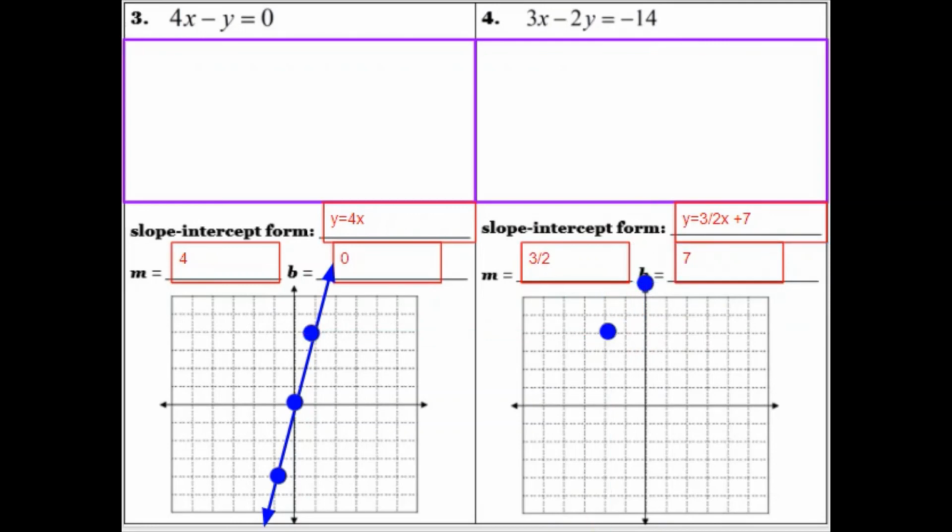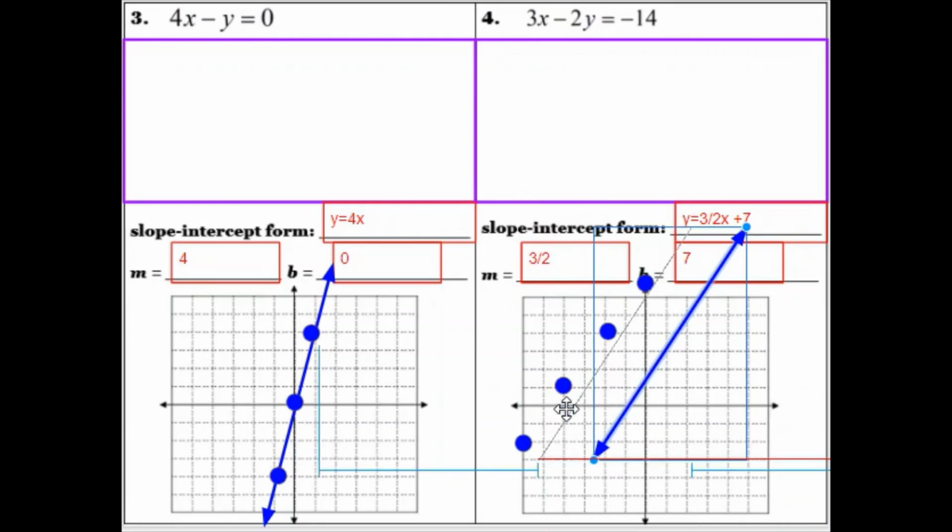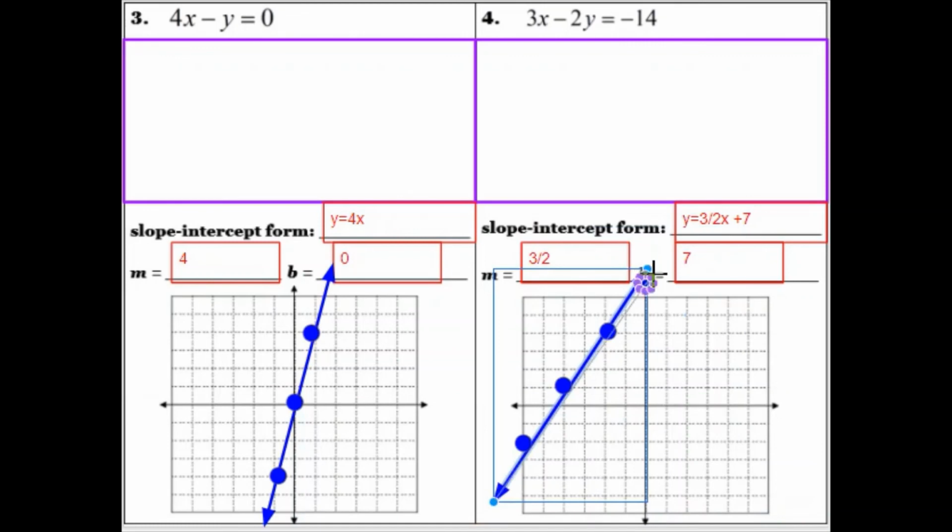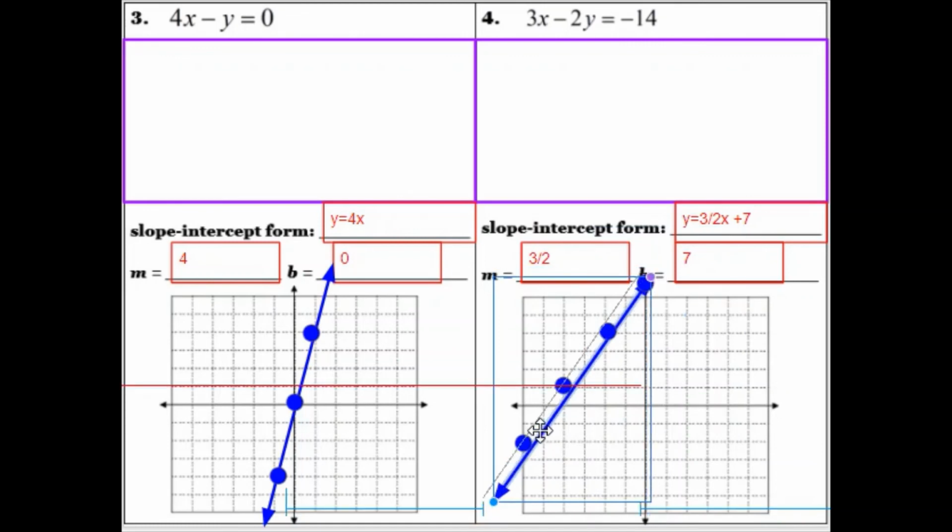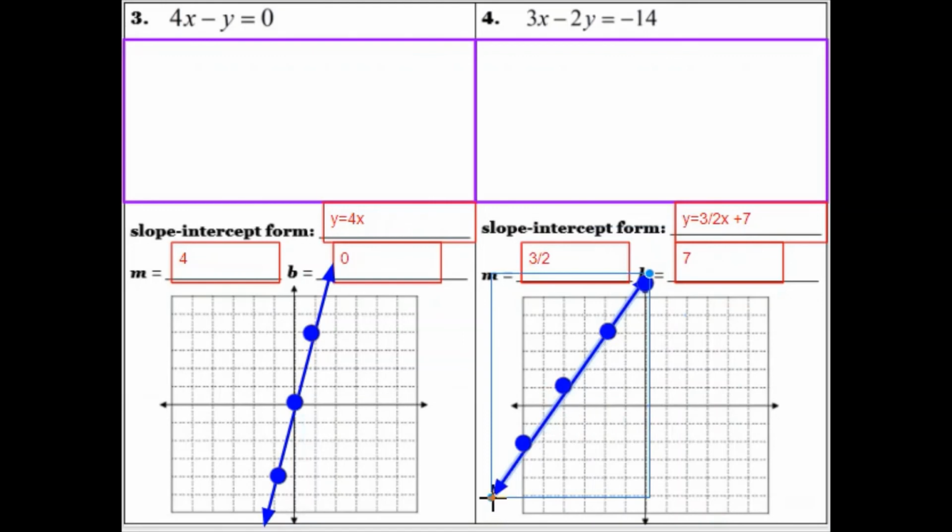Okay, I'll do that same slope again. Down 3, 1, 2, 3, and over 1, 2. One more, down 1, 2, 3, and over 1, 2. And I'll just grab my line and put that through my points. And there you have it.